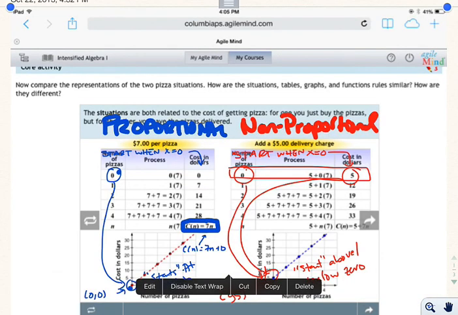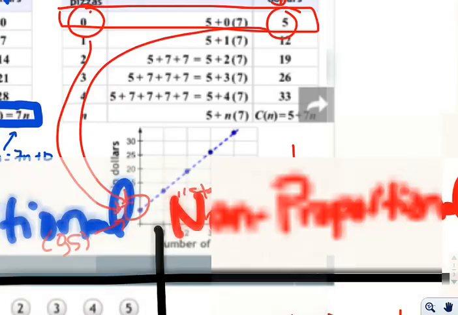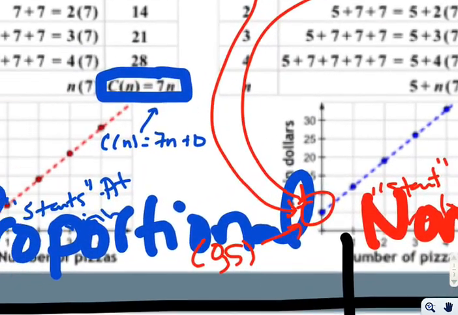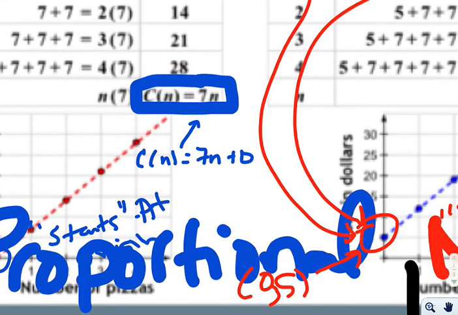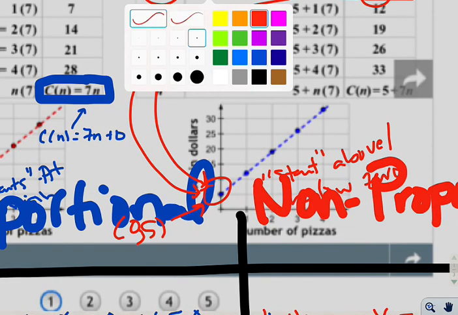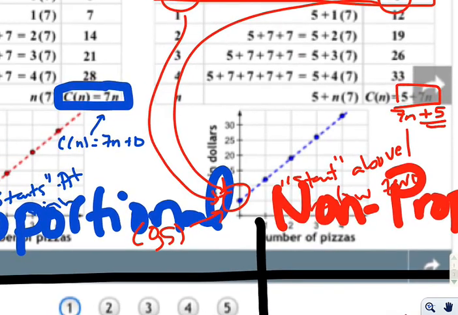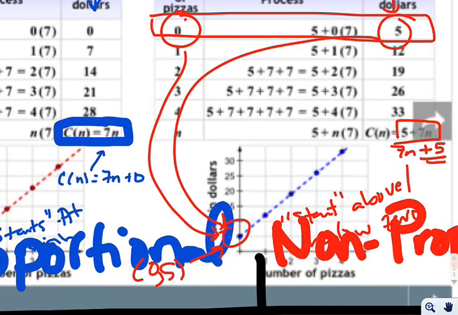The way it manifests itself is just having the 7n part, not the plus anything part. In the same way, if you look over here at the non-proportional side, I do have this 7n, and then I'm going to have this plus part, like a plus 5. So that's how it shifts itself up on the graph. That's why it starts at 5 on the table.